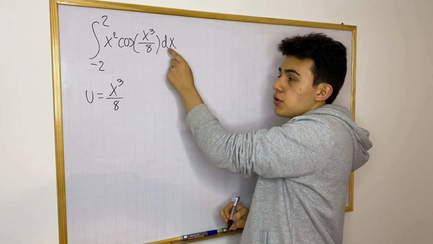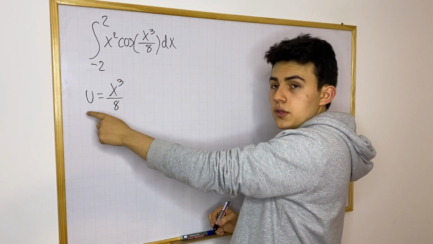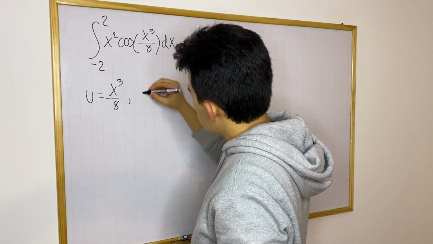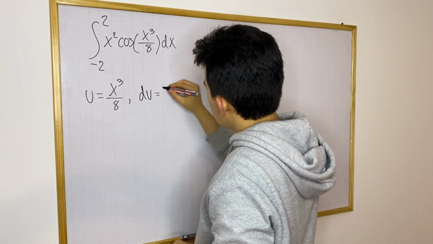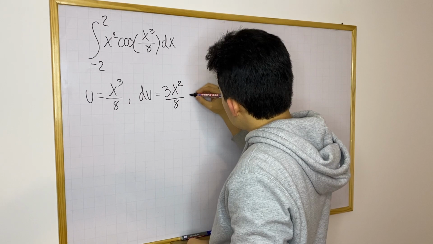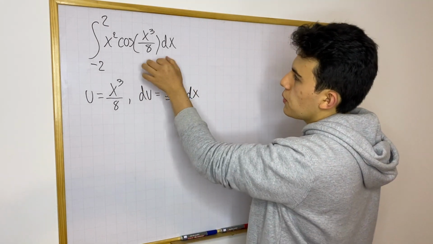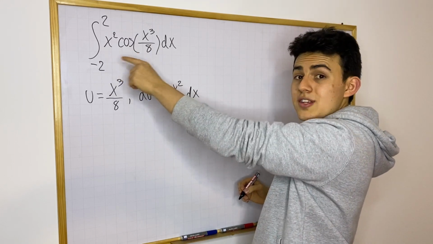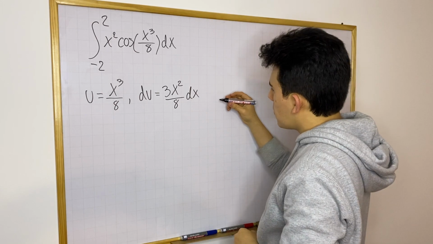Now, so that we can substitute dx, we need to compute the differential of u, and that is going to be very simple. We know that du is going to be equal to u prime, and u prime is going to be equal to 3x squared divided by 8 dx. Now the expression that we have in the integrand is x squared times dx, so let me isolate x squared dx and see what we get.